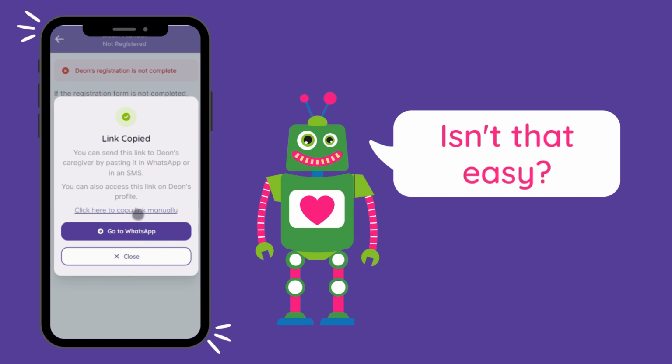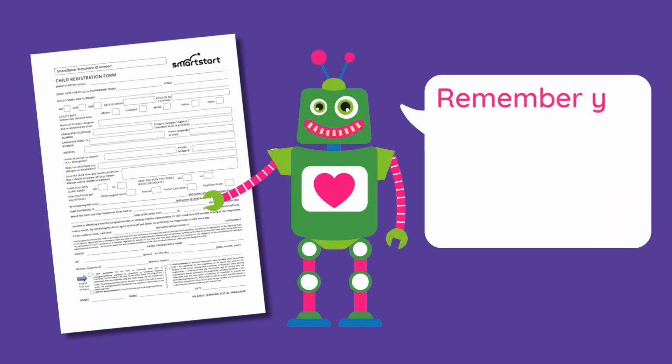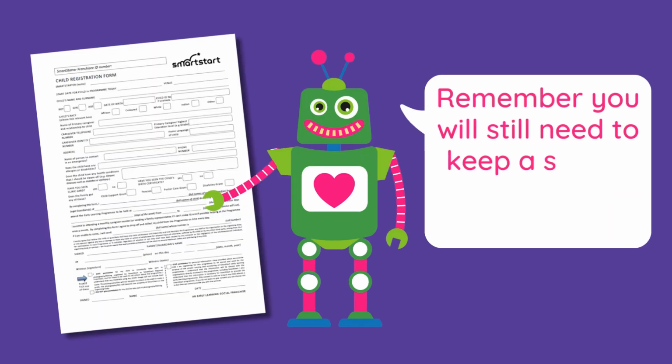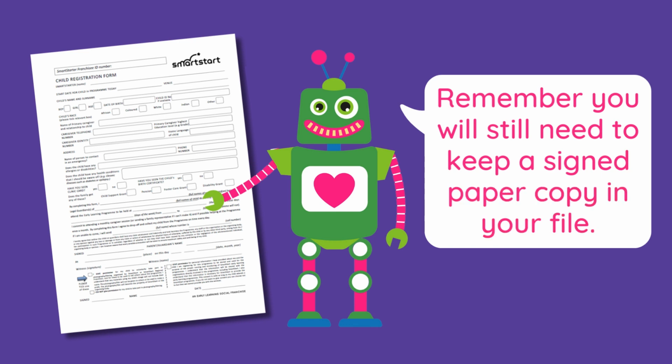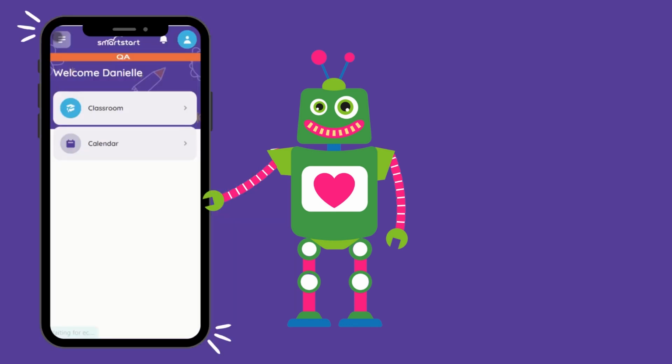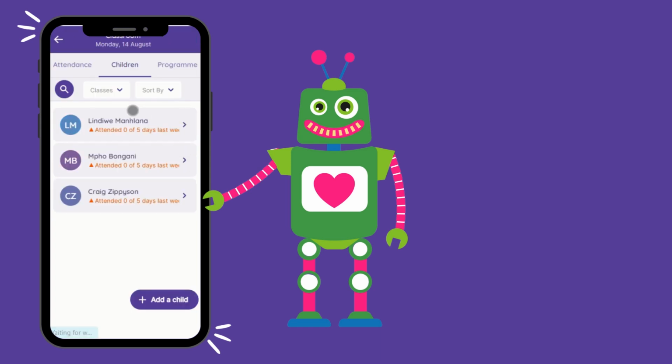Isn't that easy? But remember, you will still need a signed paper version of the registration form that you keep on file at your program. You will need to do this for each of the children in your class. Once you have completed all the child's information, you will see them on the classroom dashboard. This screen will show you all of the children in your class.